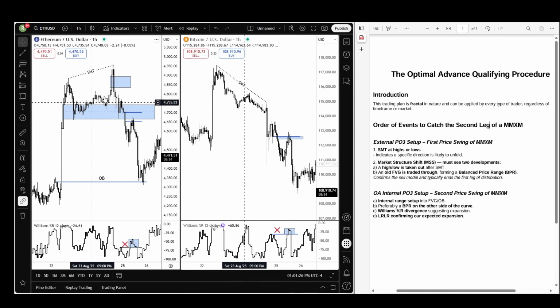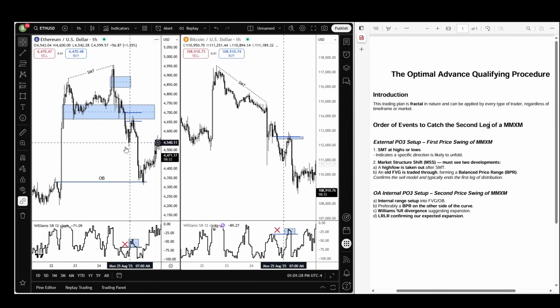Once this market structure shift is confirmed, the low here that gets formed is typically the end of the first price leg in the market maker sell model. Typically on a good market maker sell model, low resistance, we want to have two legs of distribution, not three, not one. I like to see two.